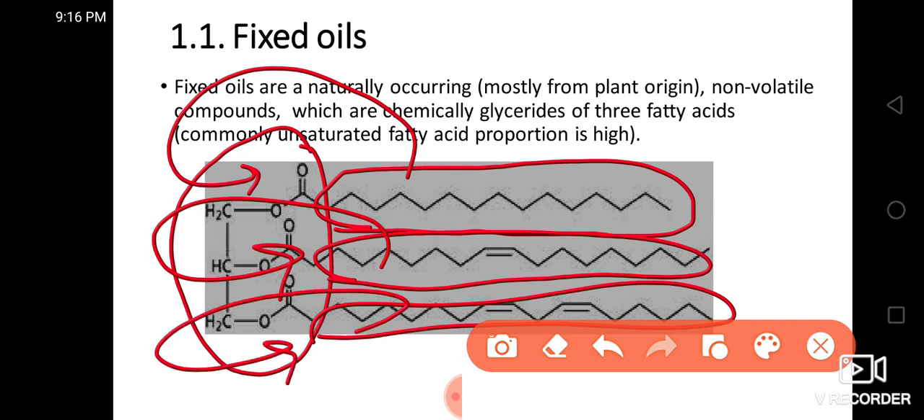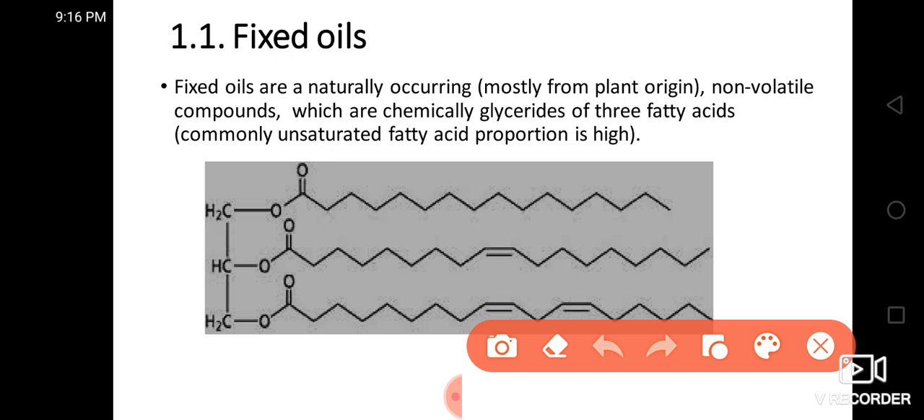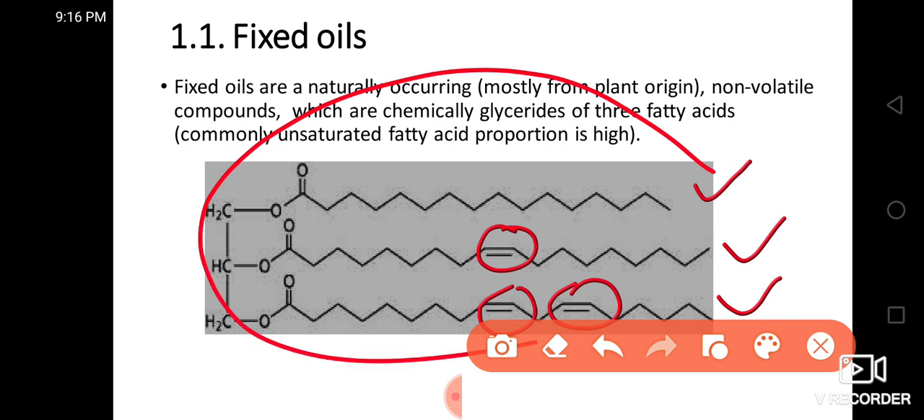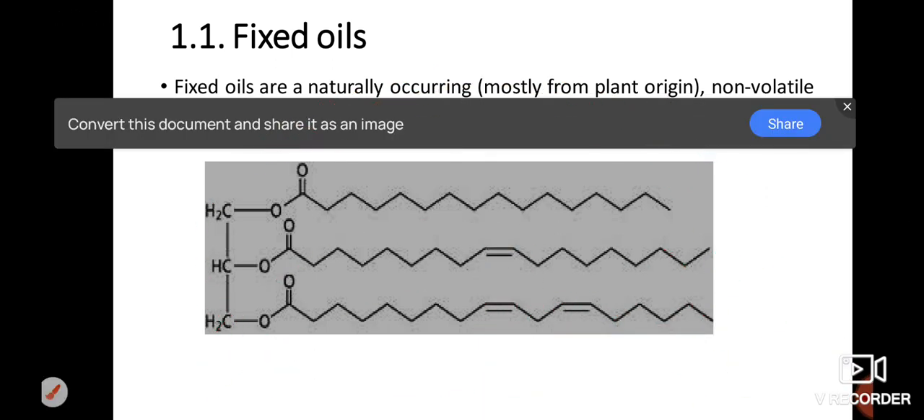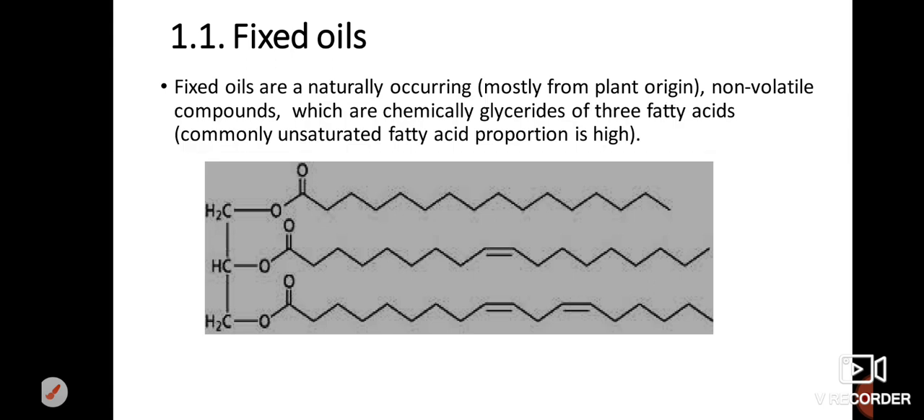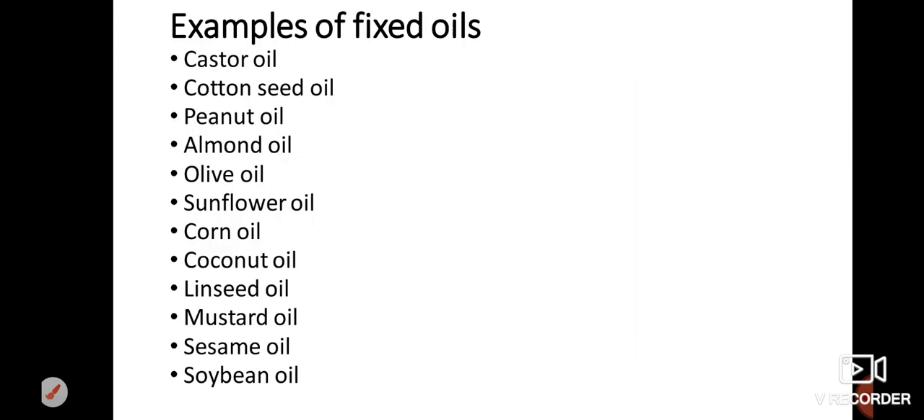Okay, so you can see the presence of double bonds here. So it is indicated whether this is an unsaturated or a saturated fatty acid. But overall, if you look at this structure, this is unsaturated because it is composed of three double bonds in it. Okay, now we see some examples of oils.